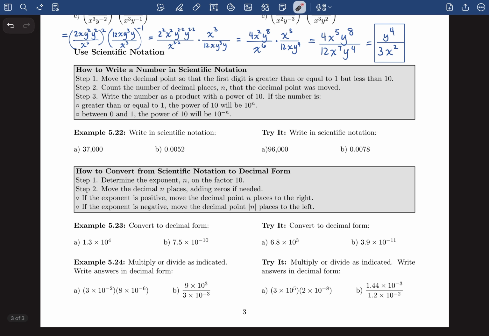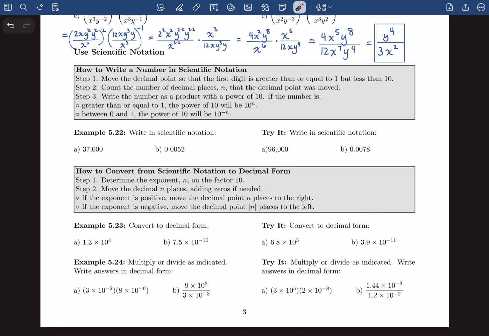We're going to finish this lesson today talking about using scientific notation. Okay, so how do you write a number in scientific notation? Well, step 1, move the decimal point so that the first digit is greater than or equal to 1, but less than 10. Step 2, count the number of decimal places n that the decimal point has moved. Step 3, write the number as a product with a power of 10. If the number is greater than or equal to 1, the power of 10 will be 10 to the n. But if it's between 0 and 1, then the power of 10 will be 10 to the negative n.